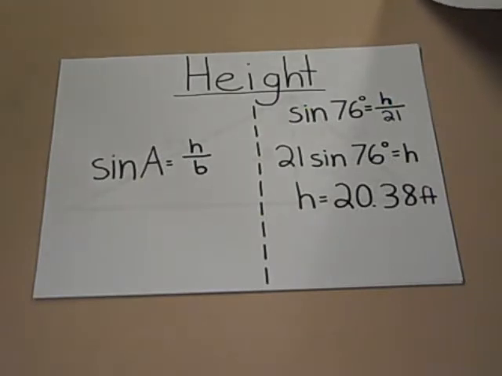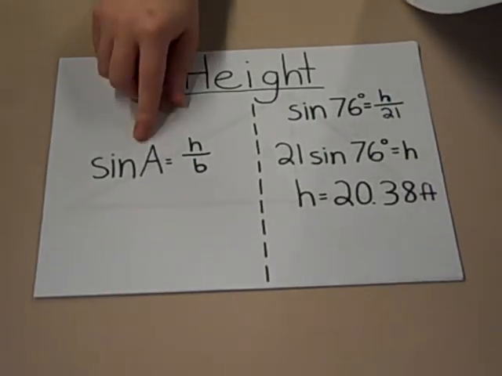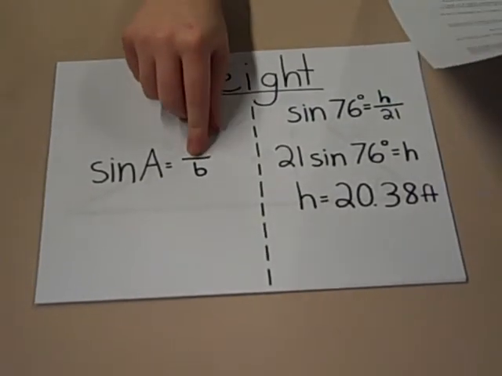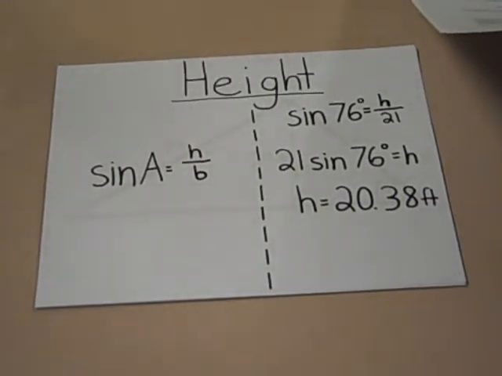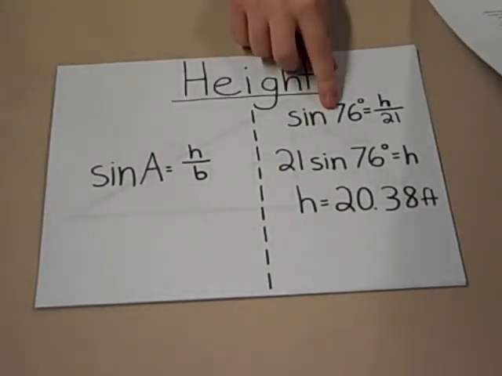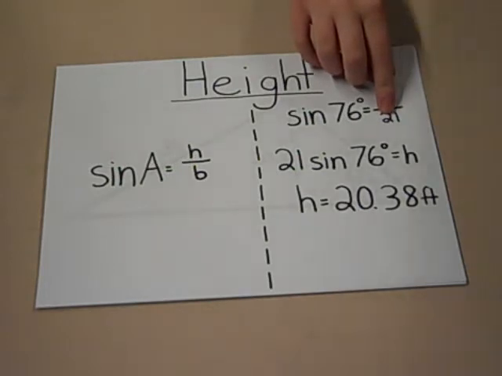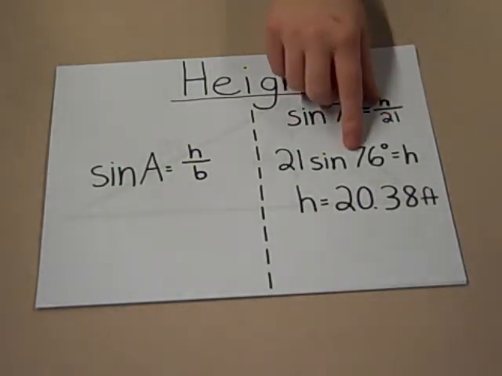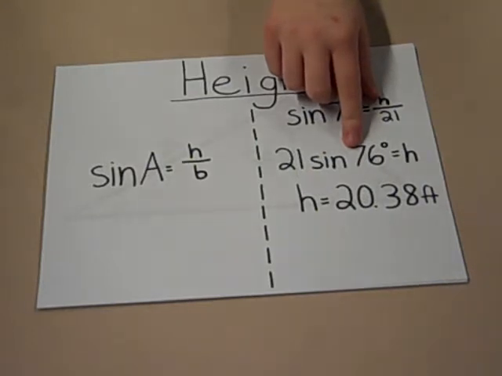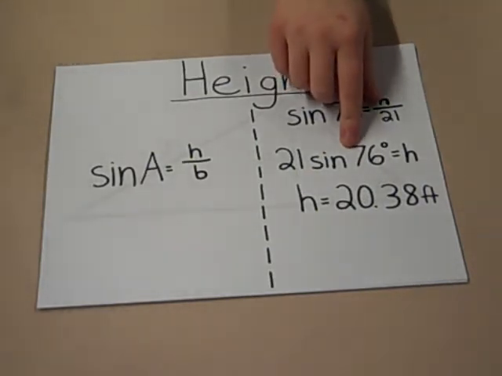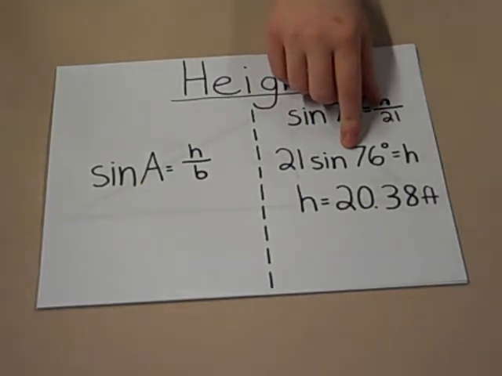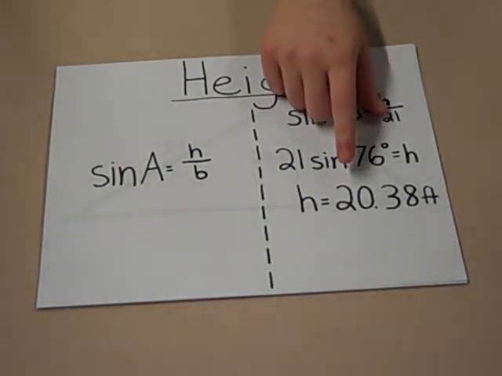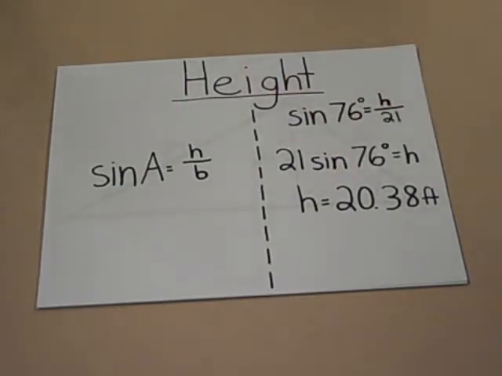That can be done by doing the simple equation of the formula sine of A equals height over side b. So plugging in the values we already know, sine of 76 degrees equals the height over 21 feet. At this point, we work backwards. Multiply both sides by 21, and we get h equals 21 times sine of 76 degrees. At this point, plugging that into the calculator, we get that height equals 20.38 feet.